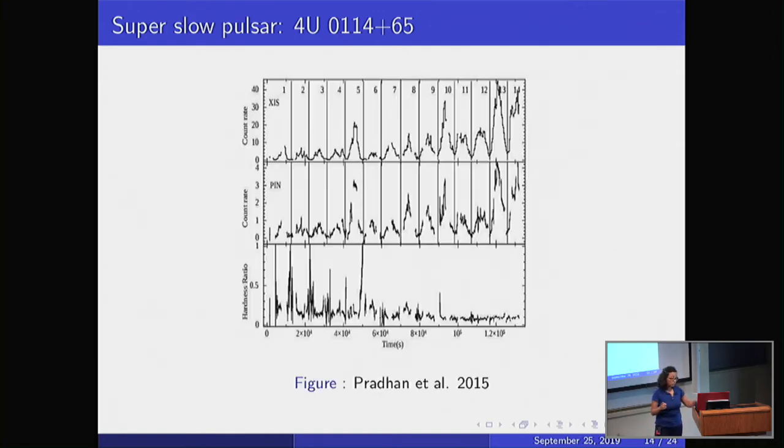And there's one observational constraint. This is the light curve for the same source, where I have put bars separating them by their spin period. You see that they actually pulse at 10,000 seconds. You can see it in the light curve itself.